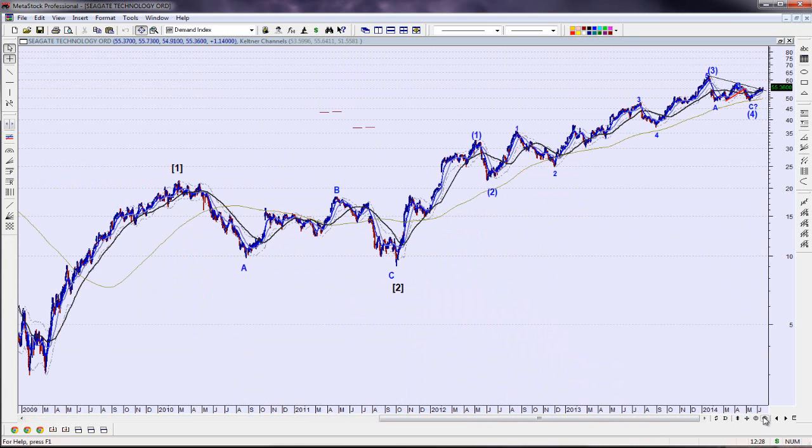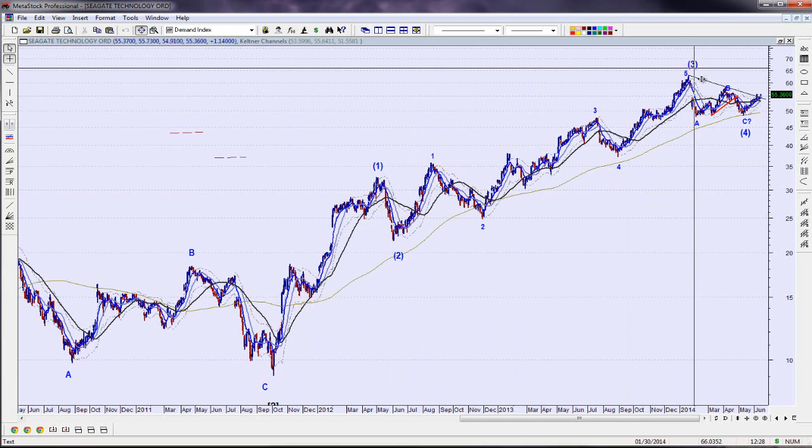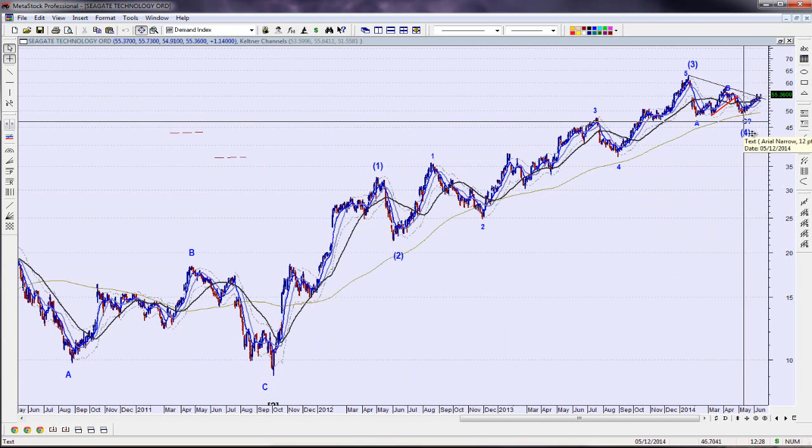So now you've got this big wave 3 that's going on. I think here's wave 1, wave 2, wave 3. Now I think we're doing an ABC wave 4.